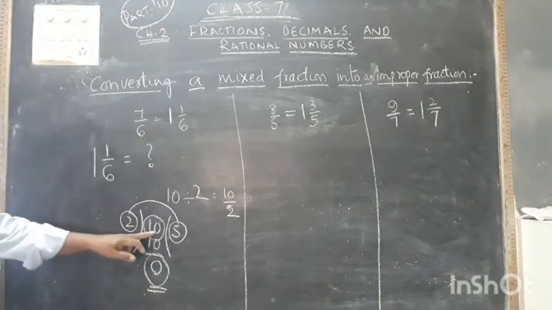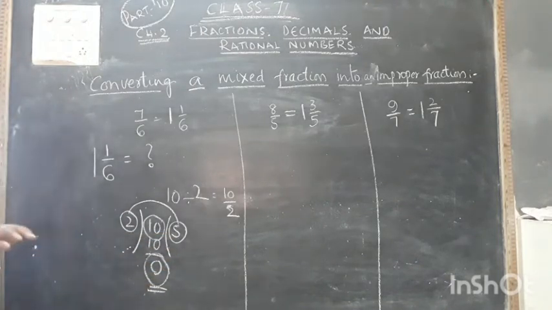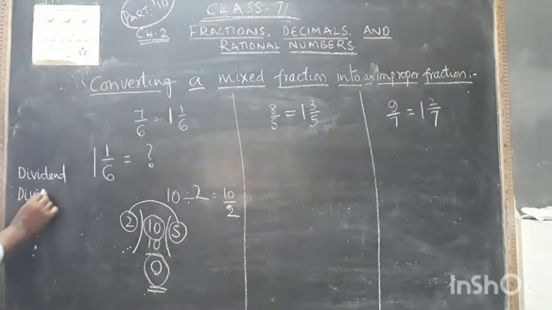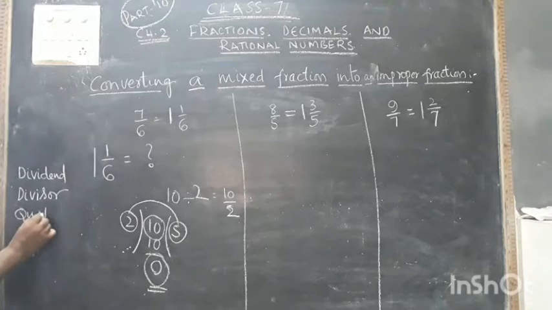That means in a division process we have 4 quantities. First one is dividend. Second one is divisor. And third one is quotient. And fourth one is remainder.